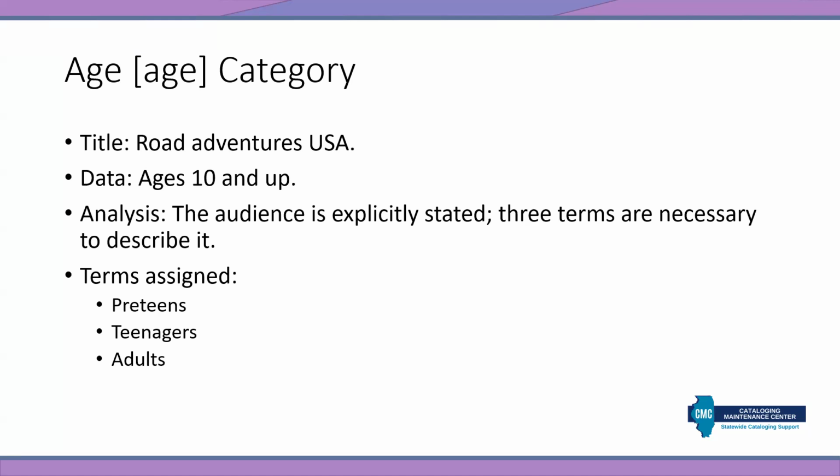So we have a title, Road Adventures USA. The data is for ages 10 and up. The analysis is the audience is explicitly stated. 3 terms are necessary to describe it. So the terms assigned are preteens, teenagers, and adults.